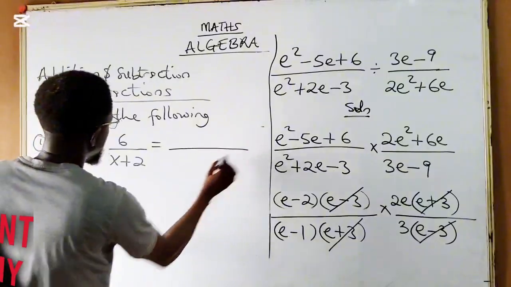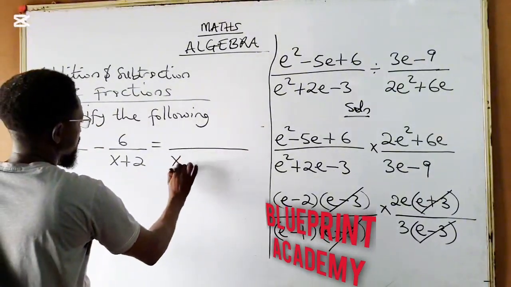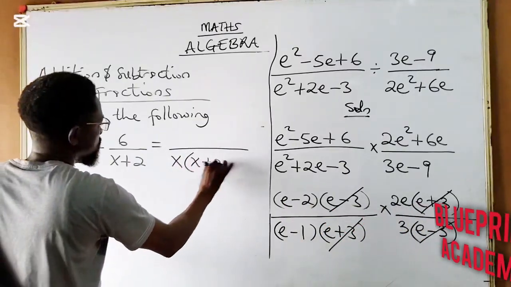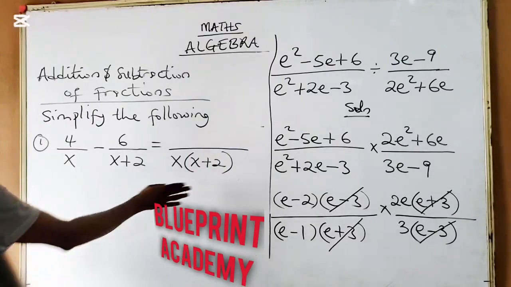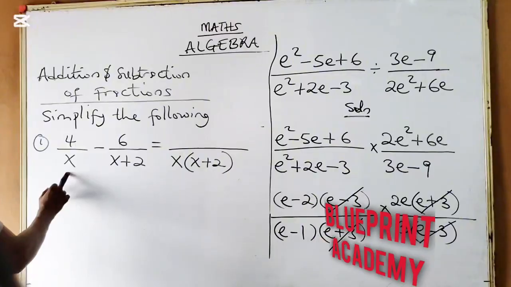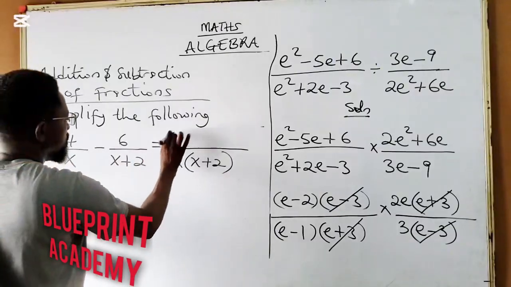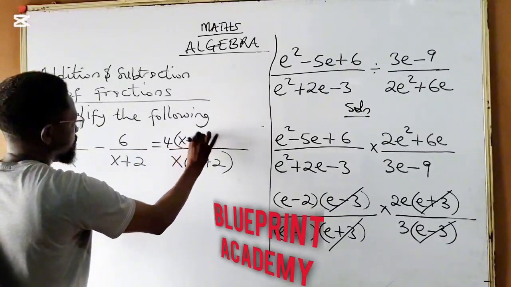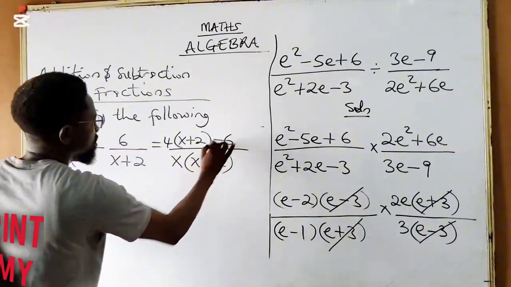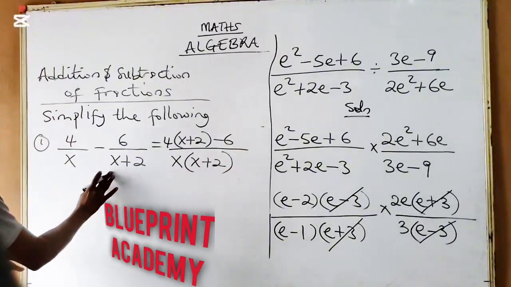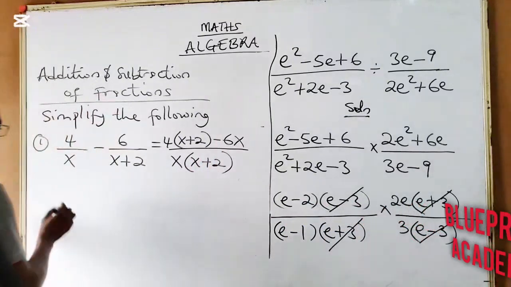I take the LCM. The LCM is what both of them can divide without the remainder. So I'll get x into x plus 2. That becomes the LCM. Now this one divided by x will give us x plus 2, so multiply using that 4. So I have 4 times x plus 2, then the minus sign, then the 6. Then this divided by x plus 2 will give us x, so you multiply by x.